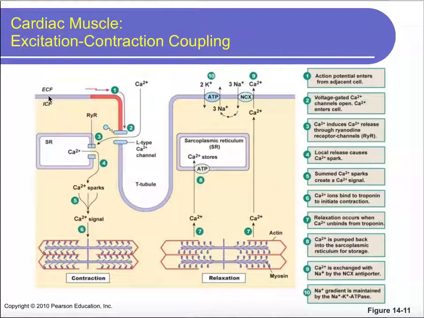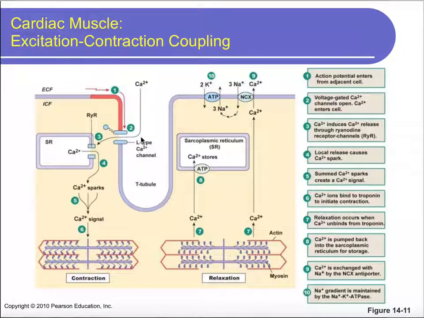So the action potential is going to travel along the sarcolemma and it will go down our T-tubule. That's similar to skeletal. And then we have our voltage-gated DHP receptors, our dihydropyridine receptors. Again, similar to skeletal, but here's the difference. In skeletal, the DHP receptor just changed shape. It didn't actually open and allow anything to flow through it. That's different here in cardiac. This voltage-gated DHP receptor, when it opens, actually allows calcium to come in from the ECF.